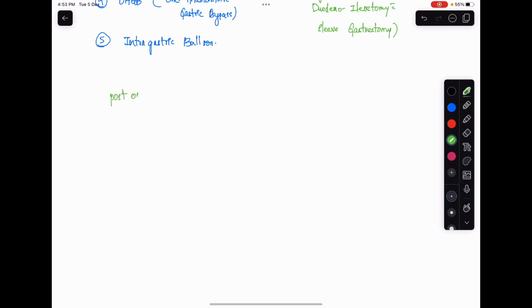During the postoperative period, most of these patients, especially after malabsorptive type of bariatric surgery, will develop a deficiency of fat soluble vitamins, iron deficiency anemia, B12 deficiency anemia, and osteoporosis, which is why postoperative nutrition supplementation is very essential in these patients. We need to supplement these patients with multivitamins, oral iron, oral vitamin B12, and vitamins A, D, K.